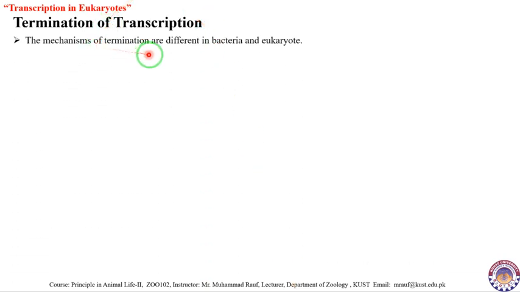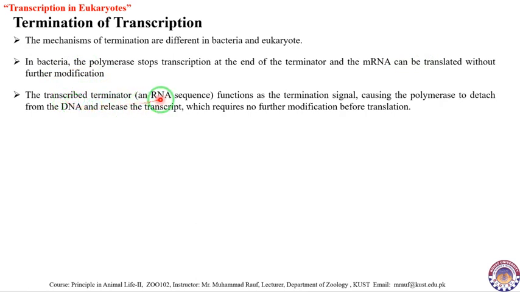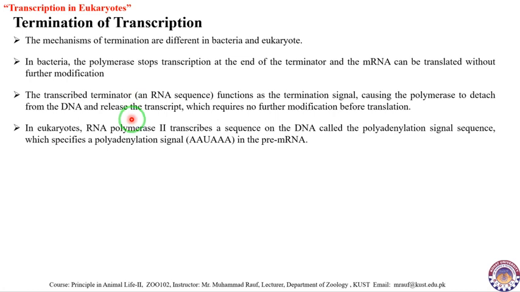The mechanisms of termination are different in bacteria and eukaryotes. In bacteria, the polymerase stops transcription at the end of the terminator and messenger RNA can be translated without further modification. The transcribed terminator functions as the terminator signal, causing the polymerase to detach from DNA and release the transcript, which requires no further modification before translation because it's a prokaryotic mRNA, so its translation starts even before the termination of its transcription.